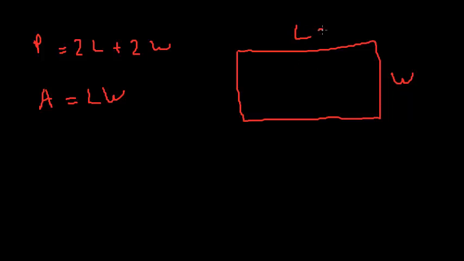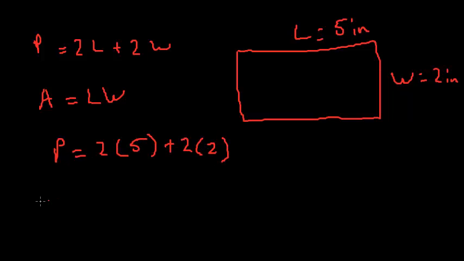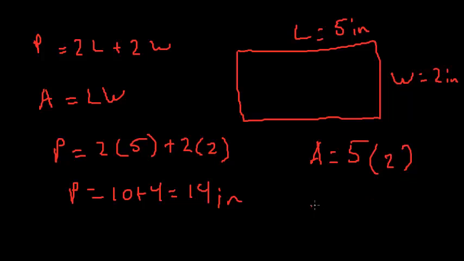Say the length of this is 5 inches, and the width is equal to 2 inches. If I want to find the perimeter, I just plug in those pieces, 2 times 5 plus 2 times 2, and that gives me P equals 10 plus 4, or 14, and my units are inches. For area, that's 5 times 2, and that gives me 10, and this is inches times inches, so I have now units of inches squared.